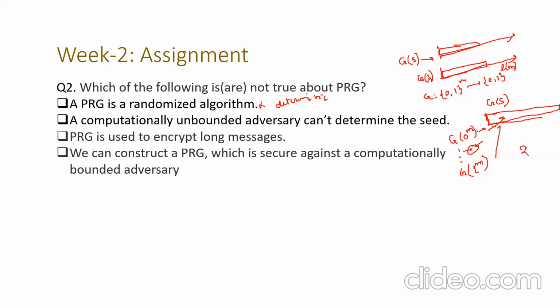So it will take 2 to the power m time, which is exponential. Exponential with respect to the bit length of the seed, which is m. So a computationally unbounded adversary can always determine the seed.